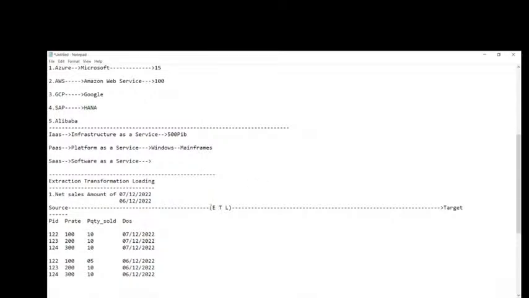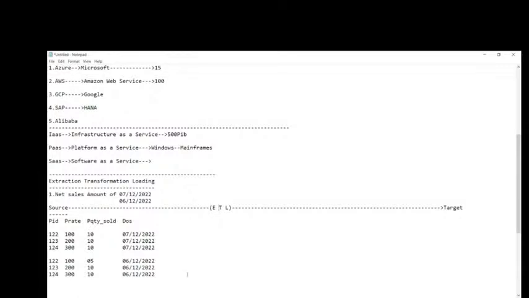How does it work? First, extraction. What do you mean by extraction? Extraction is the process of pulling in the required data.